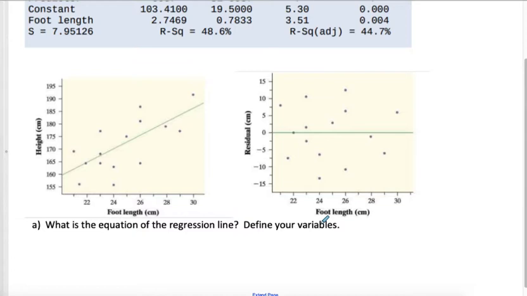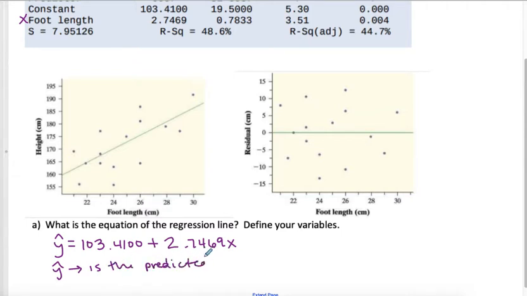Define your variables. There are two ways that we can define our variables. We can say y hat, that's our predicted line, is going to be the constant 103.4100 plus our x coefficient, 2.7469x, where y hat is the predicted height, and x is your foot length.